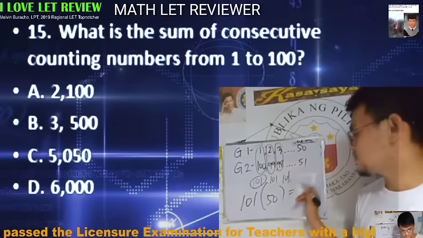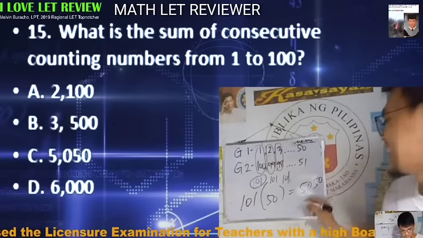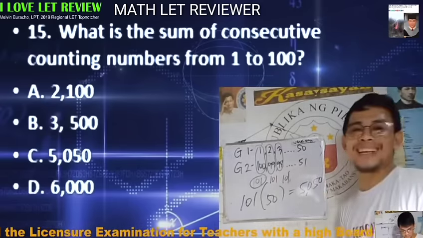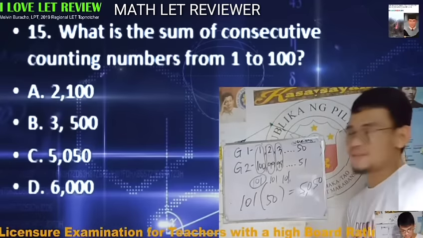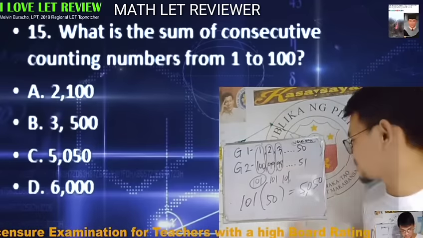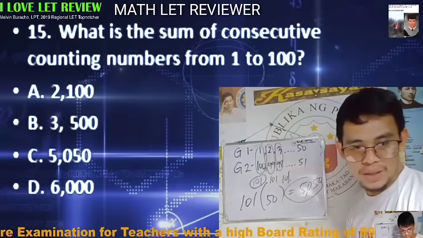That will give you 5,050. Tama po ba? So, patay ka na dyan. Alam ko po na nagda-doubt kayo, pero isolve nyo lang po. Tama po ito. Okay, 5,050. Sige. So, eto po yung sagot. Meron ba sa choices? Number 15. Meron ba sa choices? Letter C.